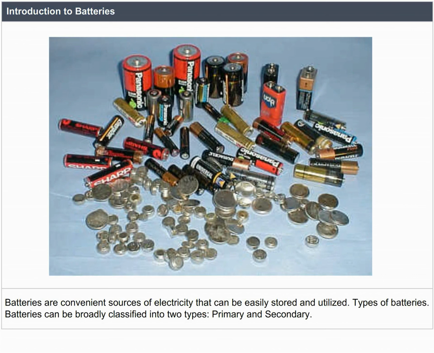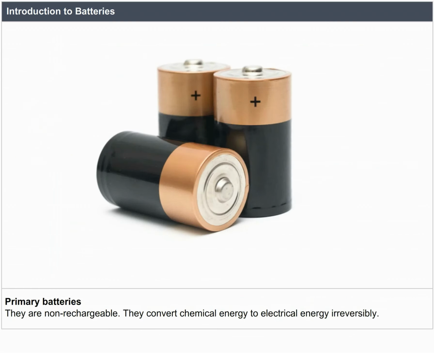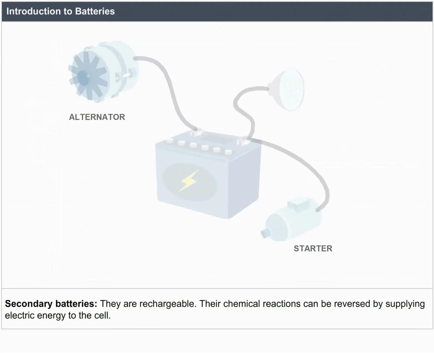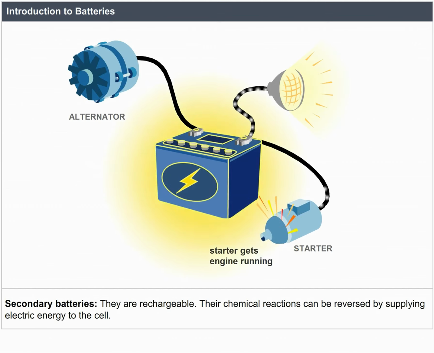Introduction to batteries. Batteries are convenient sources of electricity that can be easily stored and utilized. Types of batteries. Batteries can be broadly classified into two types, primary and secondary. Primary batteries. They are non-rechargeable. They convert chemical energy to electrical energy irreversibly. Secondary batteries. They are rechargeable. Their chemical reactions can be reversed by supplying electric energy to the cell.